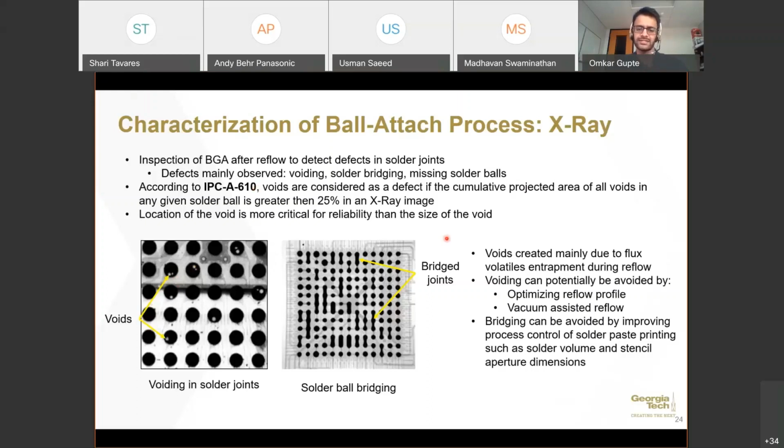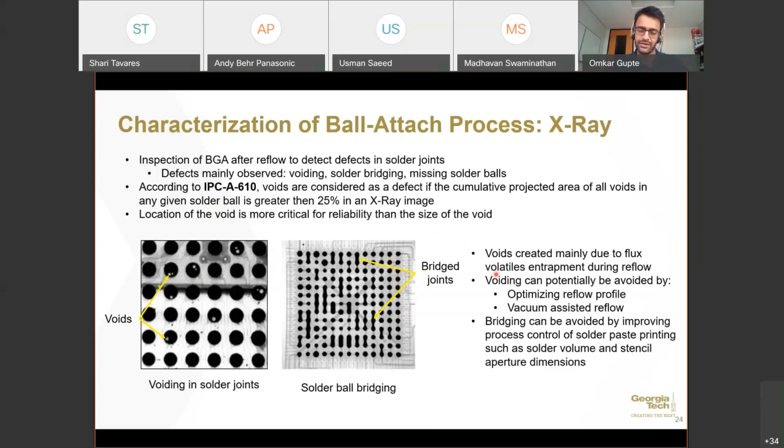According to the standard, a void is considered a defect if the area on an X-ray image is more than 25% of the solder ball area. So not all voids are bad, but it mainly depends on where the void is located. Even if it's a small void, but it's located at the interface of the pad and the intermetallic, then that is a prime site for crack initiation, and hence is not good. If it's located in the center, it would probably be able to pass the reliability.